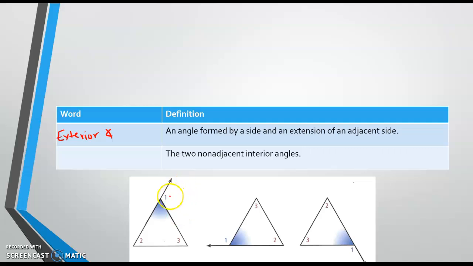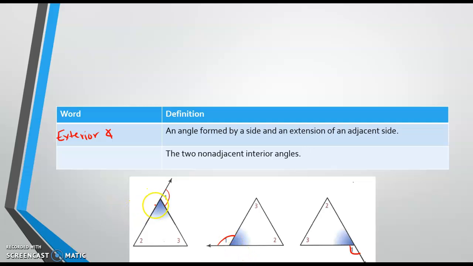So, like the angle ones in all of these cases. For our top angle, we extend a side. Right here is our exterior, or this one is our exterior, or this one is our exterior. So those are the exterior angles that we were talking about.